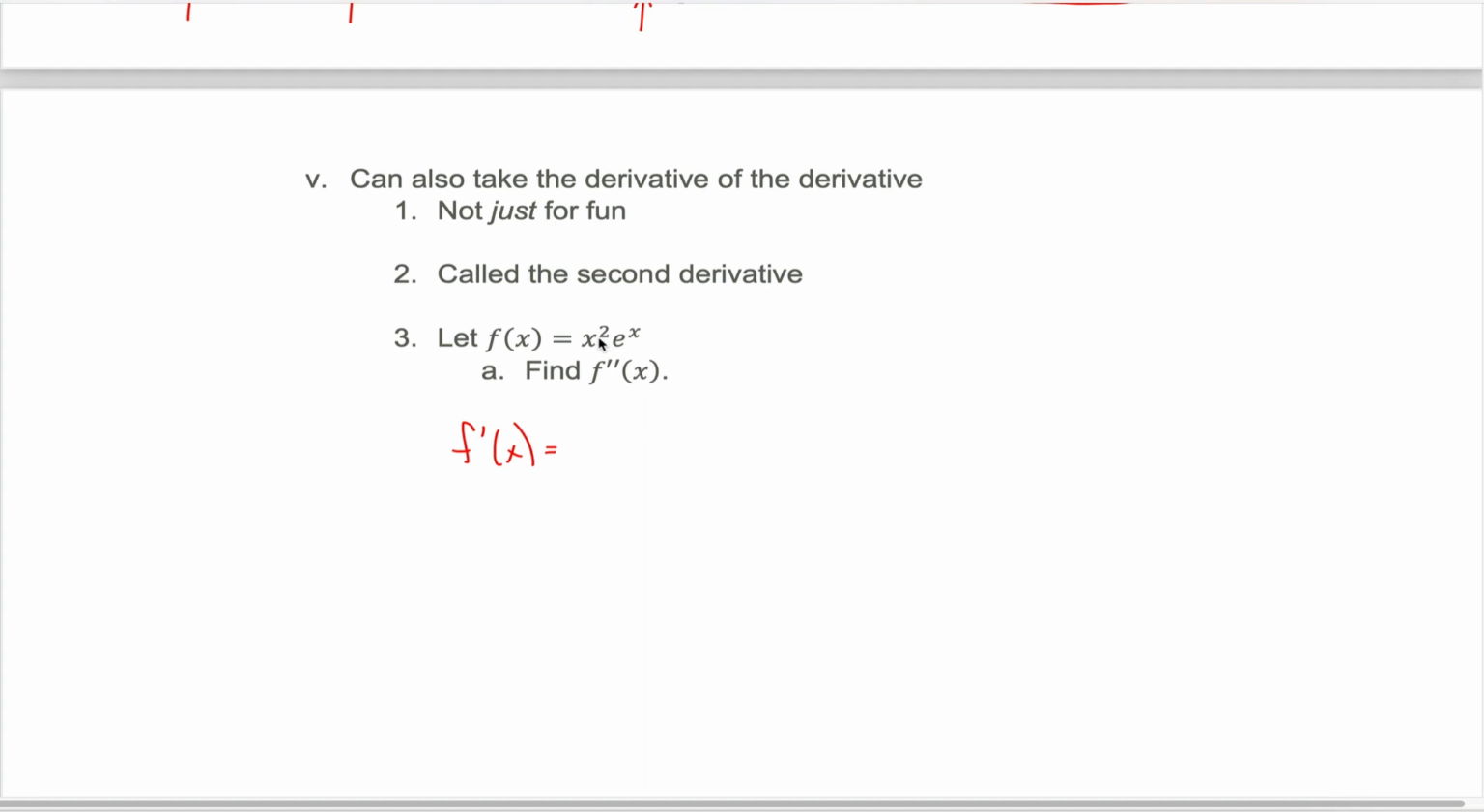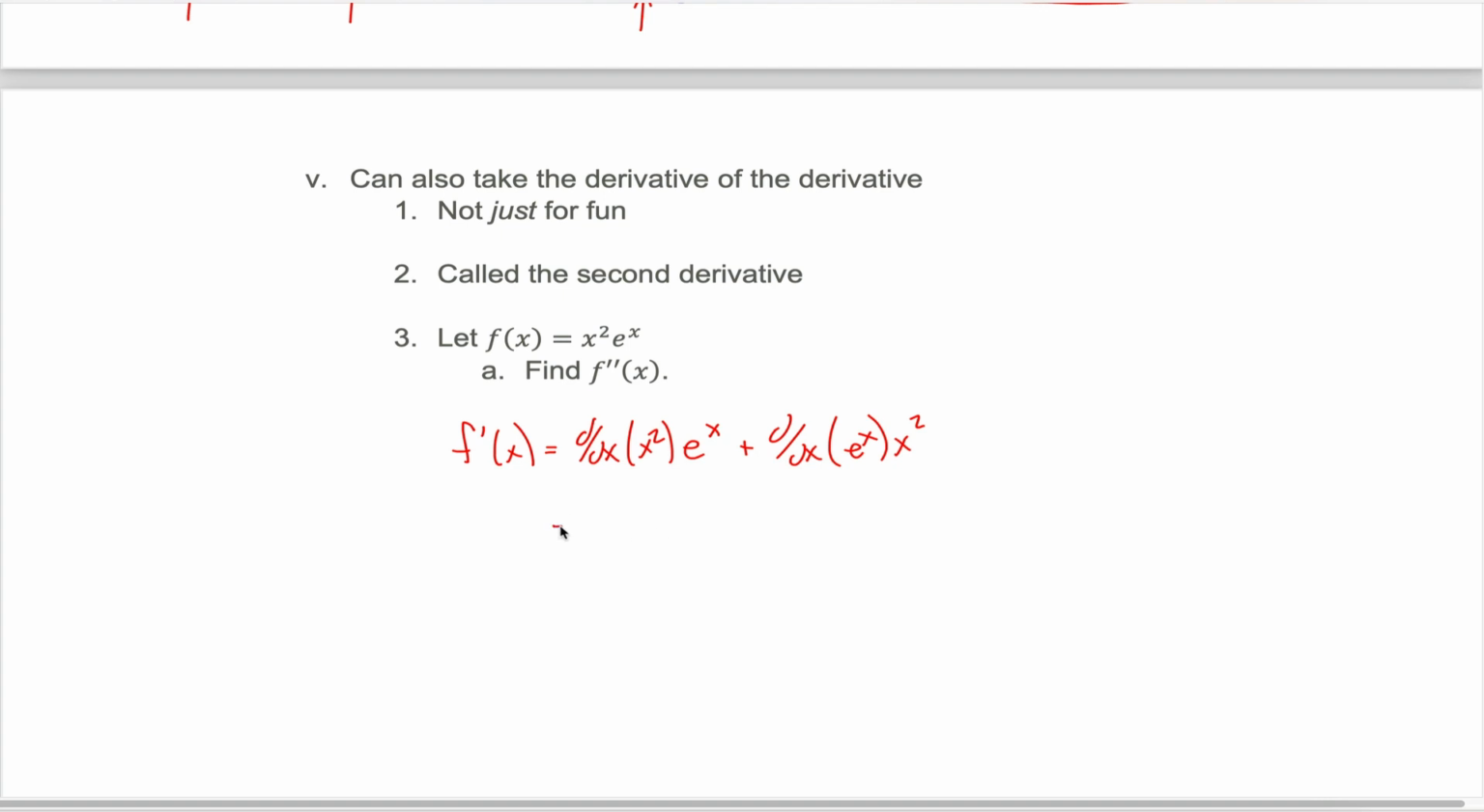f prime of x is the derivative of x squared e to the x. Wait a minute, this is something times something. I better use the product rule. It's the derivative of x squared, the first thing, times e to the x, the second thing, plus the derivative of the second thing, e to the x, times the first thing, x squared.